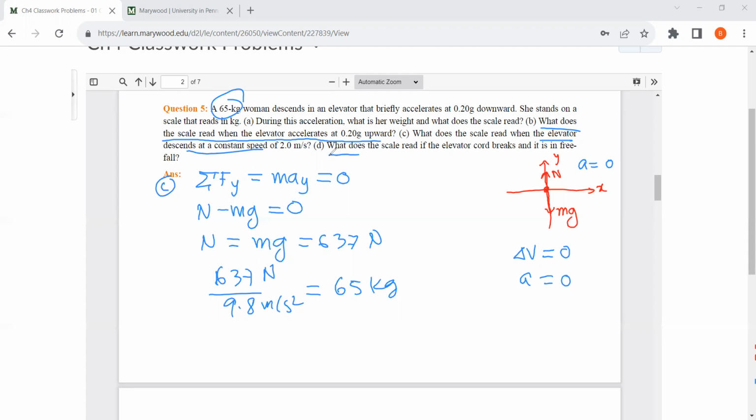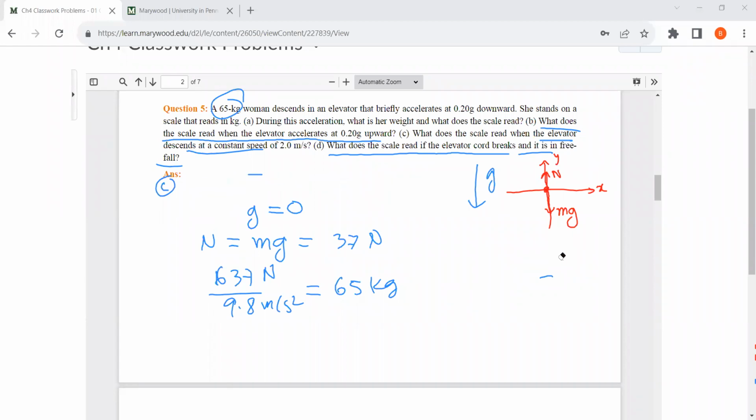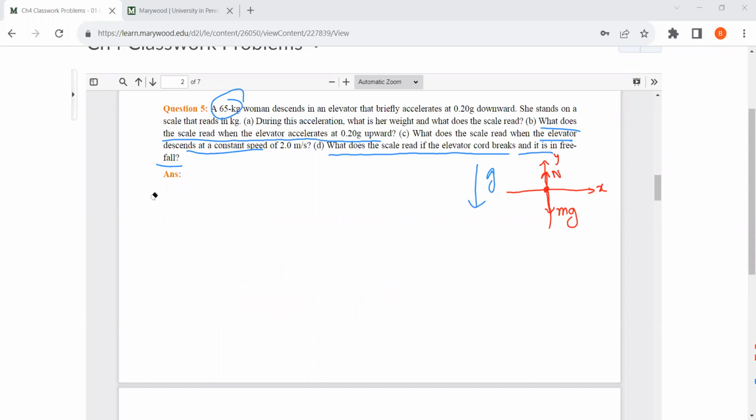Now the last one is, what does the scale read if the elevator cord breaks and it is in free fall? Okay, so when the elevator cord breaks, the woman and the elevator both are moving downward with acceleration equal to the gravitational acceleration. So for number D, the free fall acceleration means the acceleration is equal to 9.8.